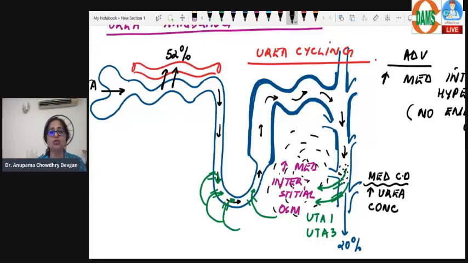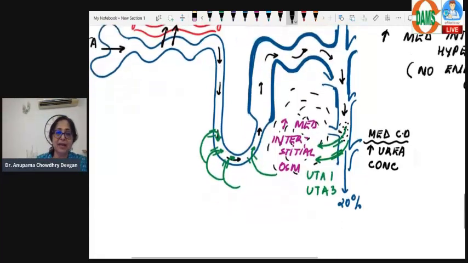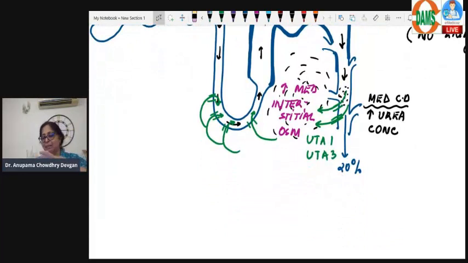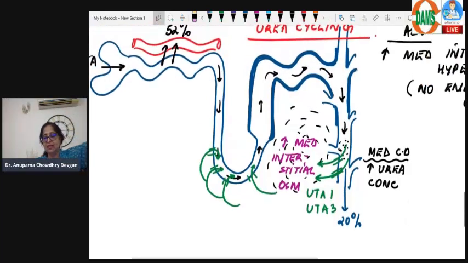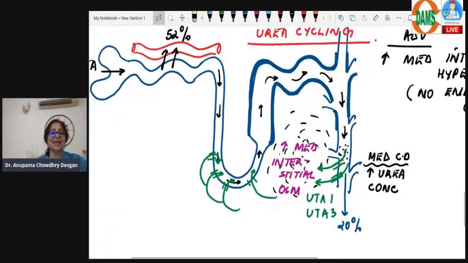Descending thin segment also has urea transporters. By the time more urea comes from the PCT, the urea now moves from descending thin segment to thick ascending limb, impermeable to urea, DCT, impermeable to urea, cortical collecting duct, impermeable to urea, reaches the medullary collecting duct. Medullary collecting duct is permeable to urea, right? 20% of filtered urea is excreted, remaining goes back into the interstitium. This is known as urea cycling.